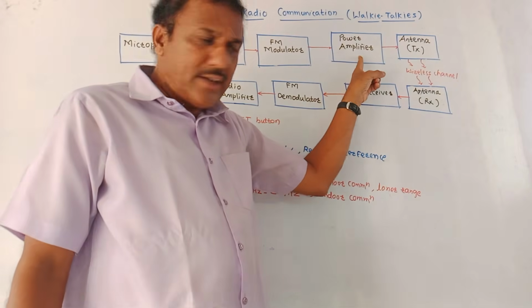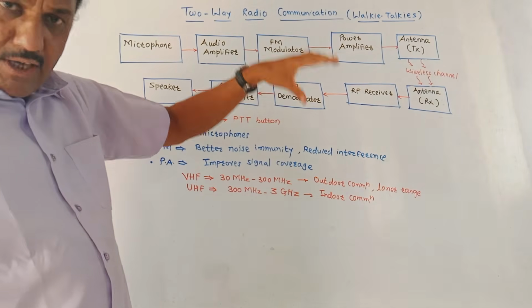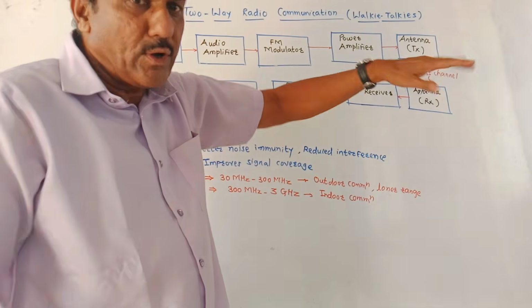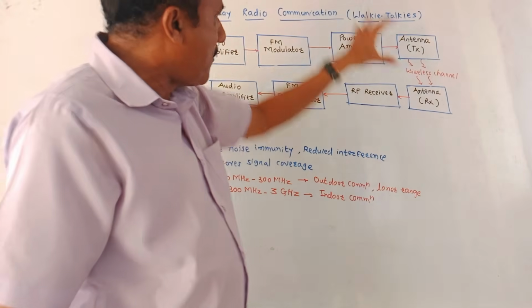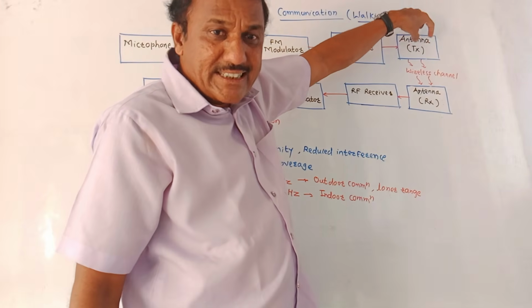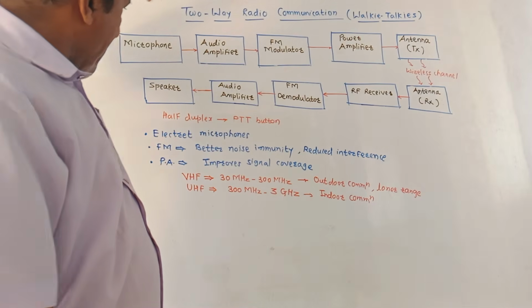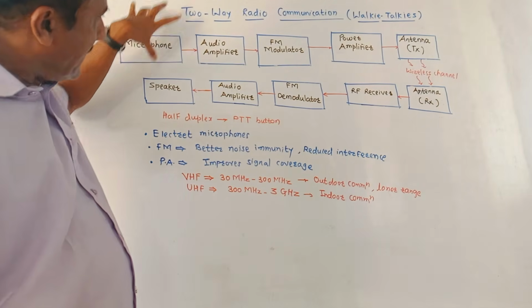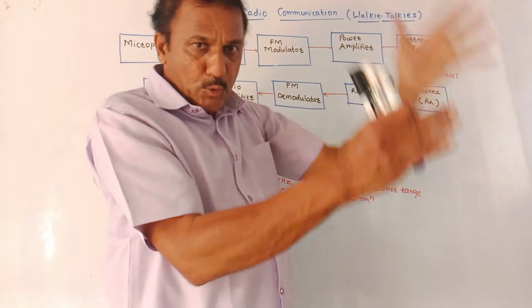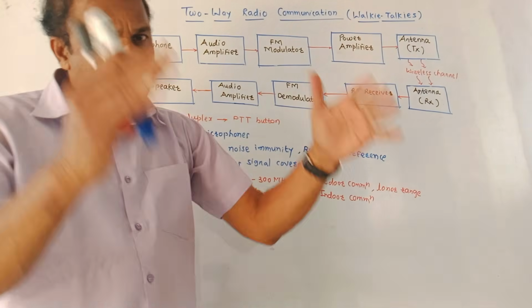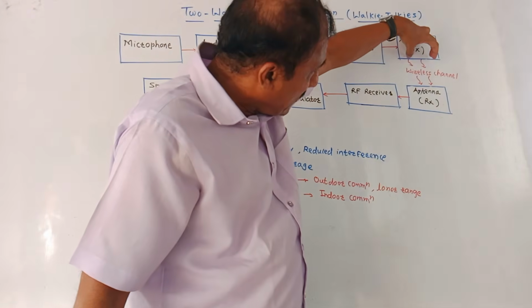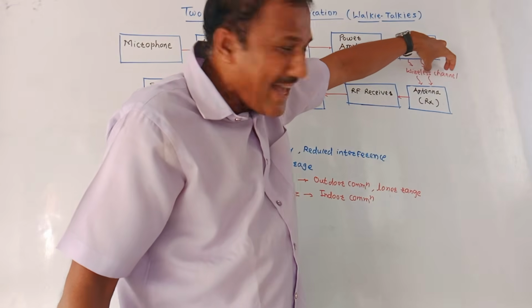Next block is power amplifier. The output of FM modulator is again weak. We want to transmit such signals for longer distances. So to improve the power, to improve the coverage area, power amplifiers are used. Then output of power amplifier is given to the antenna. This is transmitting antenna. As we discussed earlier, the microphone converts sound signal into electrical, then power amplifier's output is applied to the antenna. Output of antenna is electromagnetic waves. That means it converts the incoming electric signal into electromagnetic waves. These waves are transmitted through the free space, which is the wireless channel.